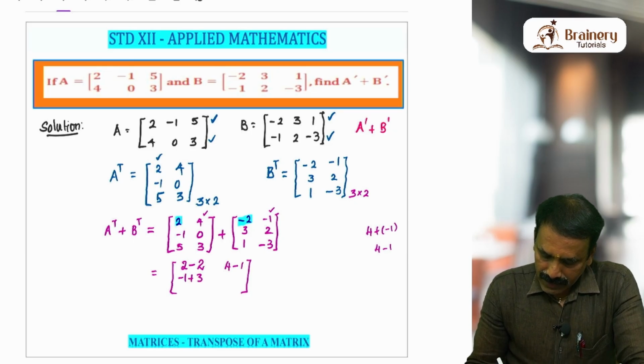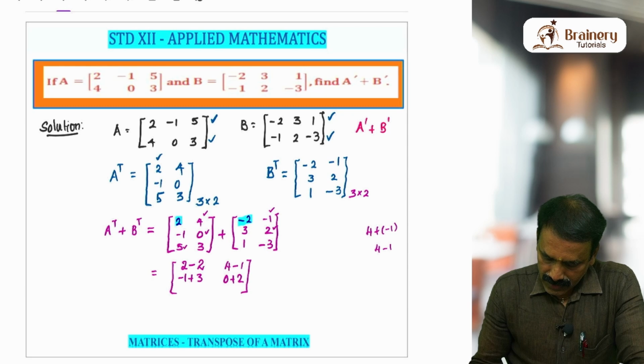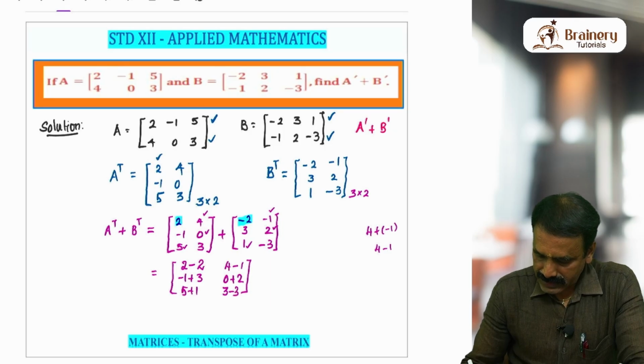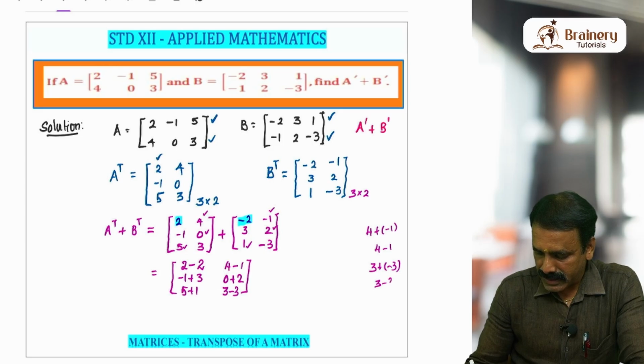Second row, second column element of the first matrix added with second row, second column element of the second matrix. So it is 0 plus 2. Now, third row, first column element of the first matrix added with third row, first column element of the second matrix. So it is 5 plus 1. Next one is 3 plus of minus 3. So plus into minus is minus. So 3 minus 3 it is.